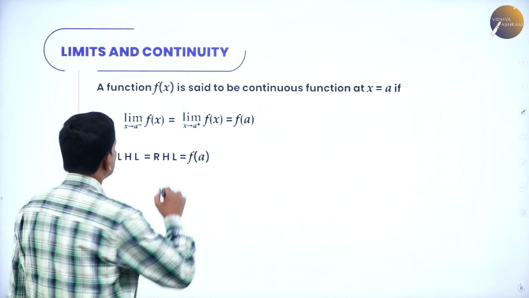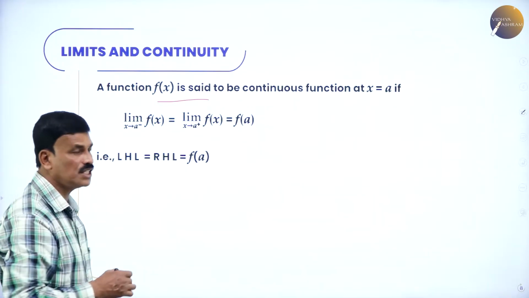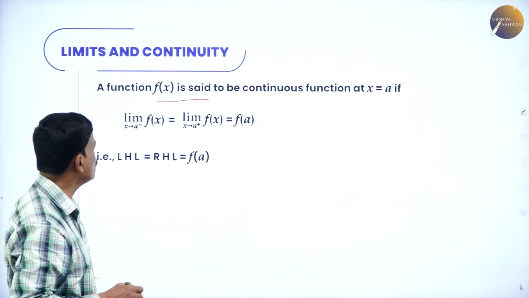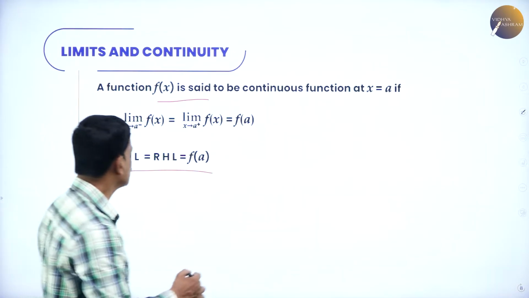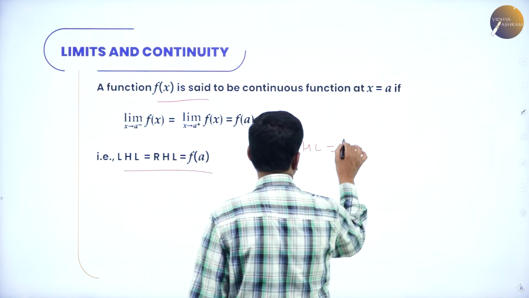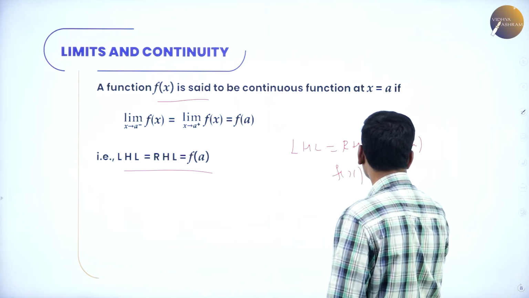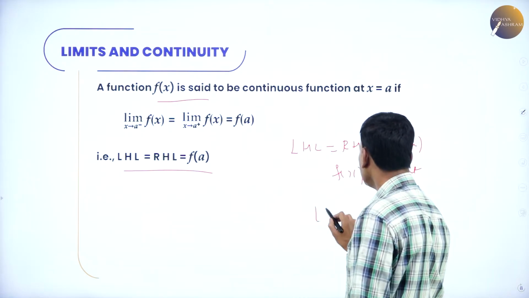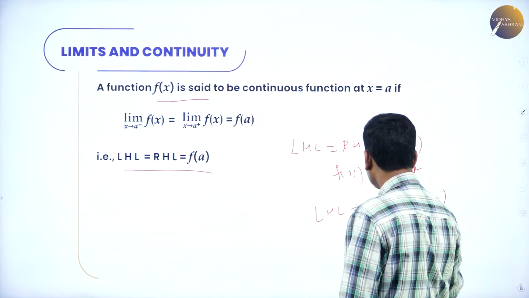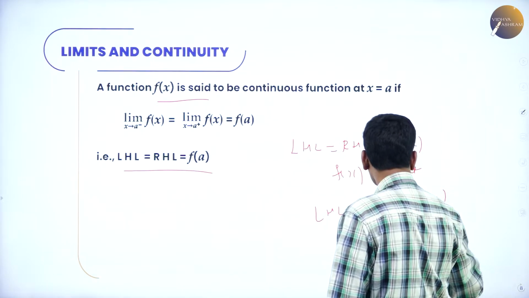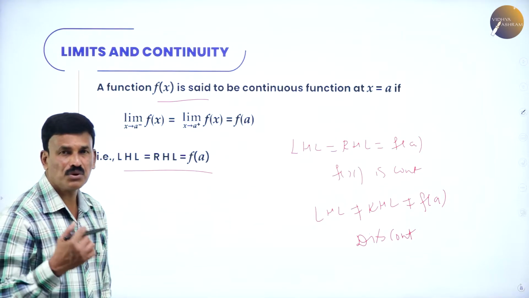Now in general, a function f of x is said to be continuous at x is equal to a if limit x tends to a minus of f of x is equal to limit x tends to a plus of f of x is equal to f of a. That is, left hand limit is equal to right hand limit is equal to functional value. So if they are equal, then f of x is continuous. If left hand limit is not equal to right hand limit, not equal to functional value, then it is a discontinuous function.